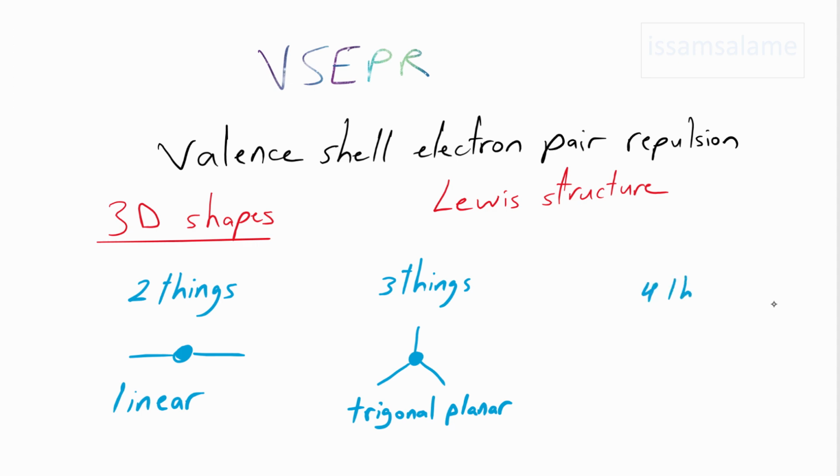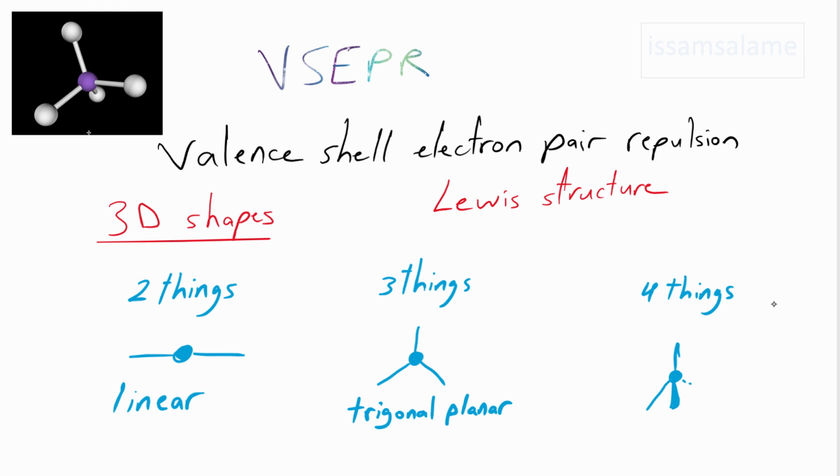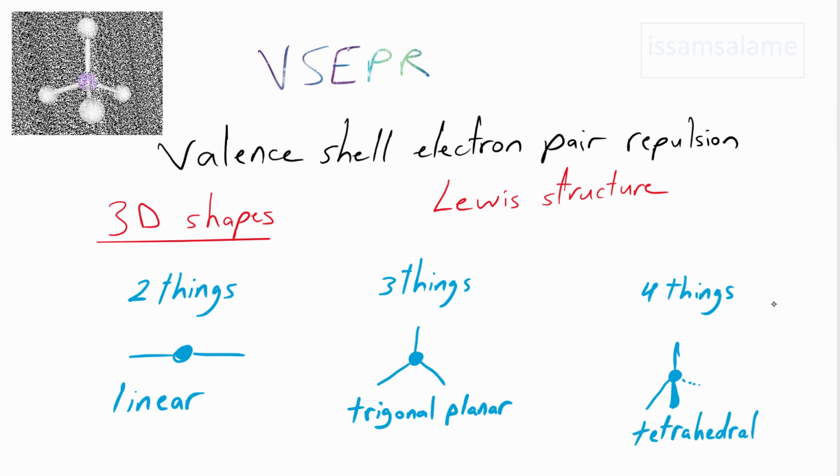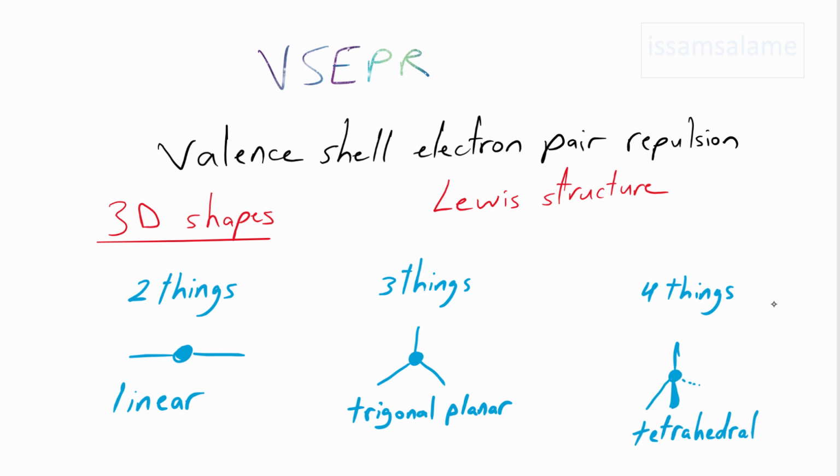And finally, if after drawing the Lewis structure we find that the central atom has four things around it, then its 3D shape is going to be as you can see. This shape is called tetrahedral. As you can see, it's very easy to predict the 3D shape of the molecule, but let's discuss in detail what we mean by 2, 3, or 4 things around the central atom.